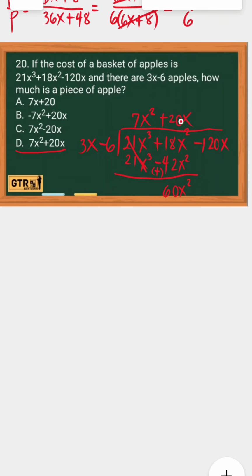So diretso na lang natin, 20x times 3x, so that is equal to 60x squared. Then ito, bring down lang to, minus 120x. And then 20x times negative 6, so that's equal to negative 120x. Then if we subtract, so pag sinubtract natin, parehas na parehas. 60x squared minus 120x, 60x squared minus 120x. So therefore, 0 na yung sagot dito. Wala na tayong remainder. So therefore, the answer is 7x squared plus 20x.